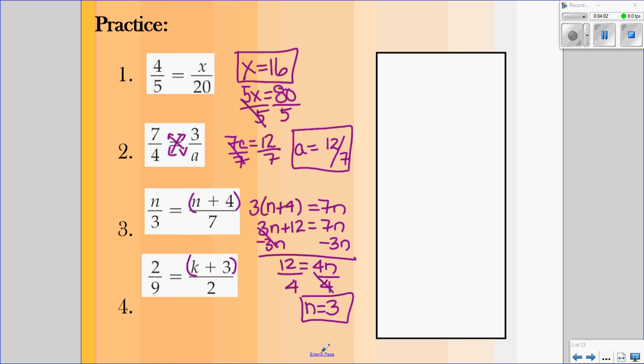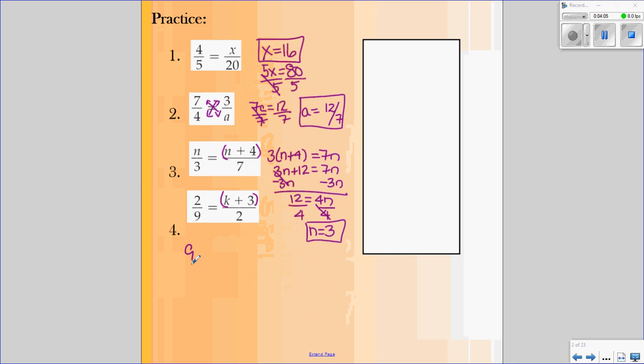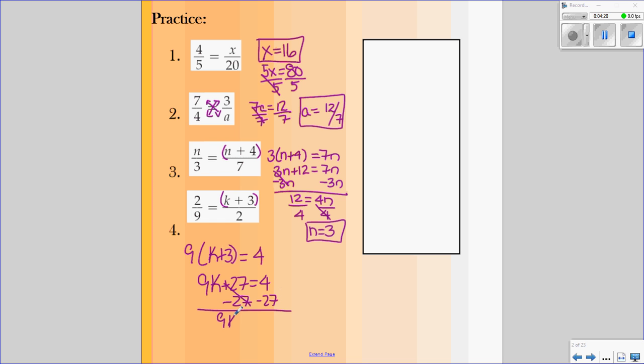And then for the last one, which I'll just extend, same thing as number 3. Just cross multiply. You did a distribution property. Subtract 27 on both sides. And this one will give you negative 23. And then you just divide. And k will equal negative 23 over 9. You could turn it into a mixed number if you want to. But the improper fraction, that's fine.